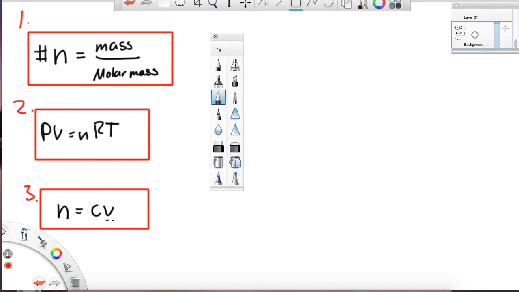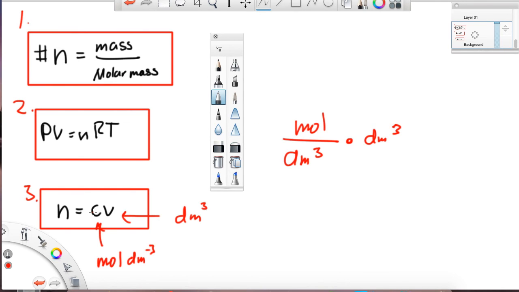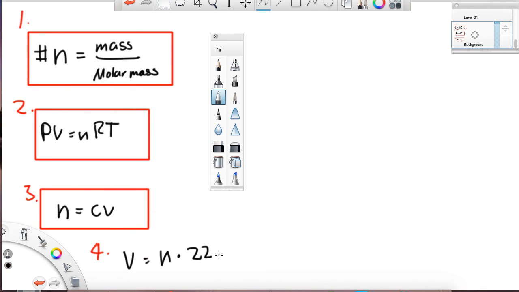C is the concentration and V is the volume. The concentration is in mol per decimeter cubed. Alright? C is the concentration and V is the volume. You can see that using algebra, the volume divides out, and we have moles, which is the same thing as the number of moles. And we could use that to find the number of moles, or the concentration, or the volume of an aqueous solution.